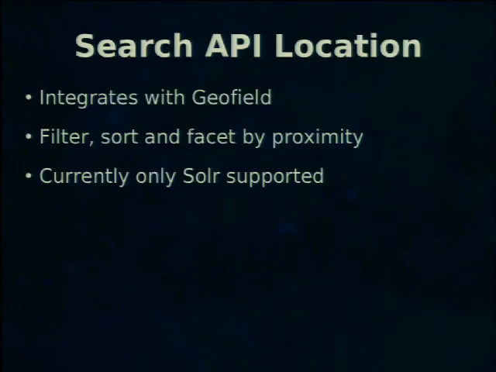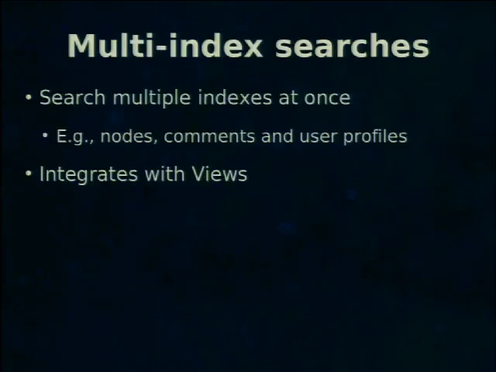There's the location module, which is a bit badly named because it doesn't actually integrate with the location module, but with the geofield module. And if you have geofields defined on your nodes, then this will enable you to index them in a meaningful way and then search by proximity. So for example, you could then search for 20 kilometers around Prague for anything that has a location, a geofield on it. You could sort by proximity to that location, and you could also facet by it. But currently only Solr is supported because, again, it has native support for this feature.